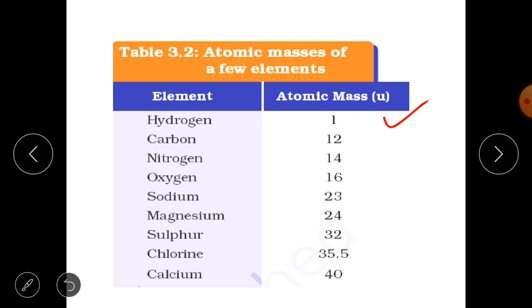So this was the concept regarding atomic masses. Go through all the topics which have been discussed. They are important, and in case of any query, let me know. I will help you out.